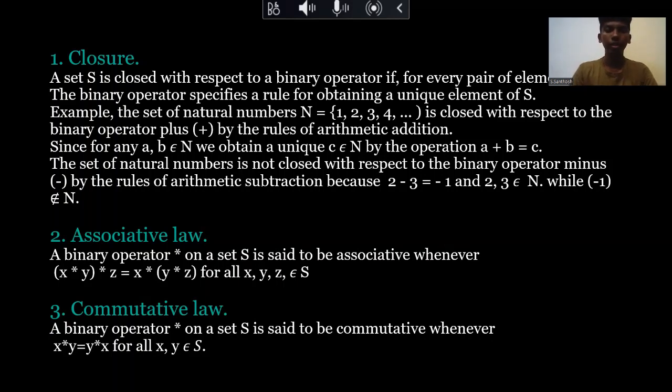And now commutative law. A binary operator star on a set S is said to be commutative whenever x star y equals y star x for all x, y belonging to S. So it's just like the associative law, but over here you only have 2 variables and in associative you have 3 variables. That is, for associative it might be A into B into C equals B into C into A. Even if you change the terms in different ways, they'll be the same. That's how it is for commutative law also. But over here you just deal with 2 variables, that is x and y, or else A and B, etc.